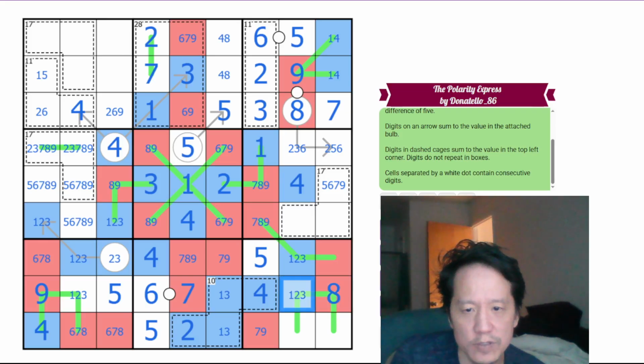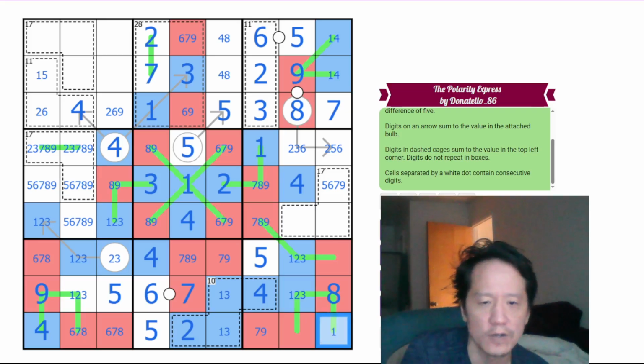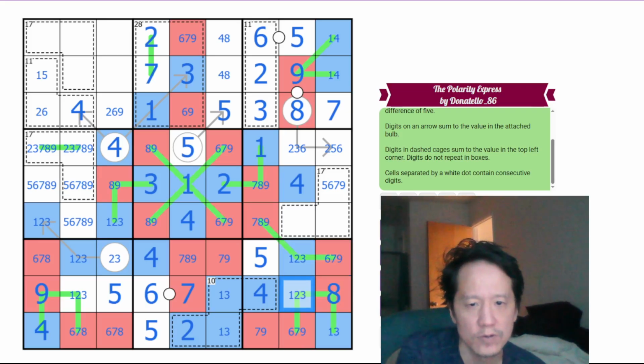So this must be low, which makes this a high. And this is a low. Cannot be 2. It's 1 or 3 here. And this can be 6, 7, or 9. This is 6, 7, or 9 here.